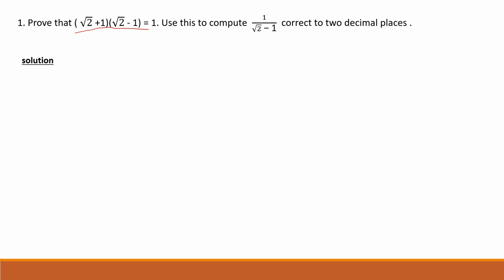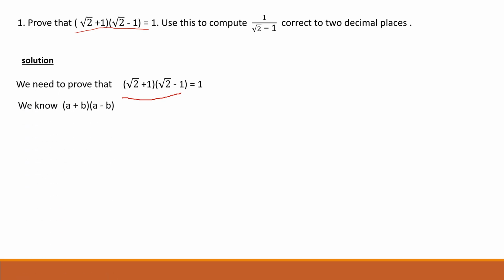So first of all, we need to prove that (square root of 2 plus 1) into (square root of 2 minus 1) equal to 1. Can you relate this with anything? This is of the form (a plus b) into (a minus b). And we know what is (a plus b) into (a minus b)? Correct. a square minus b square. Now, from this can you tell me which is a and which is b?